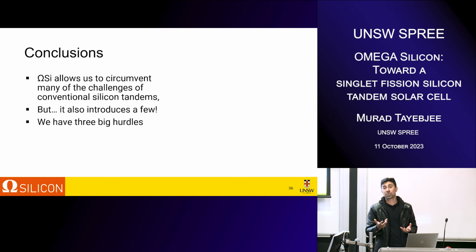The second hurdle was the fact that we need to be able to manipulate the triplets so that they separate from each other, and we have a number of different design strategies to do this now.